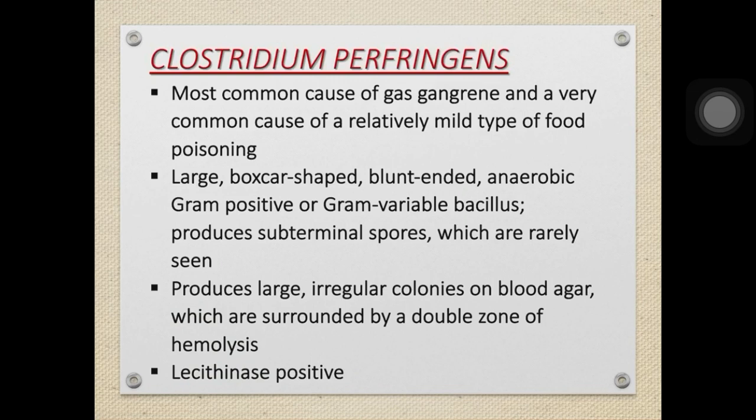Kaya nga po, paano dinescribe ang appearance nito? Boxcar appearance. Ito po yung organism na magpo-produce ng double zone of hemolysis. Inner complete zone of hemolysis and outer zone of alpha or incomplete zone of hemolysis. Among the Clostridia, ito po yung pwedeng gamitin control sa lecithinase reaction kasi lecithinase positive, Clostridium perfringens.